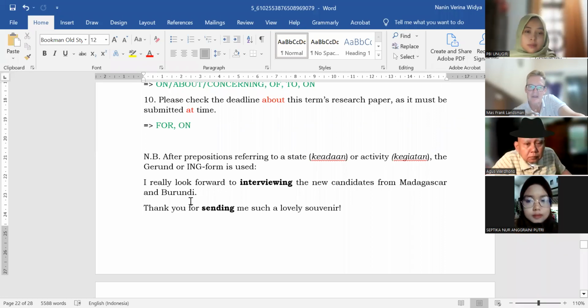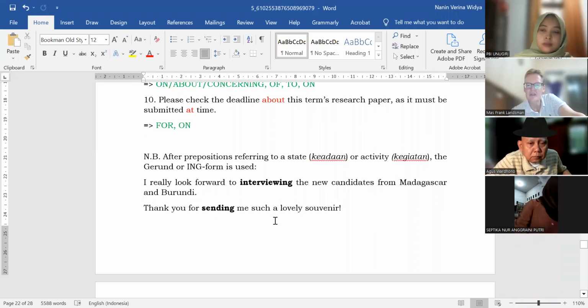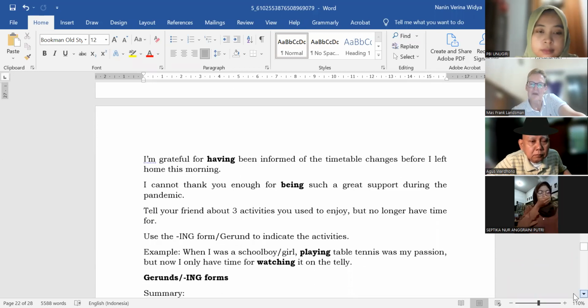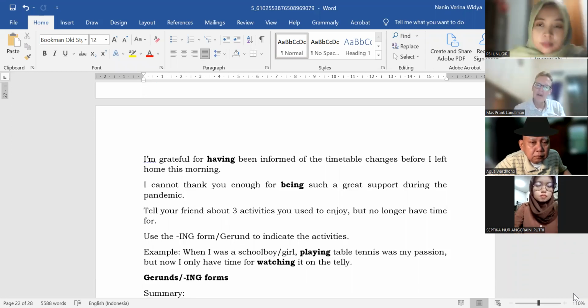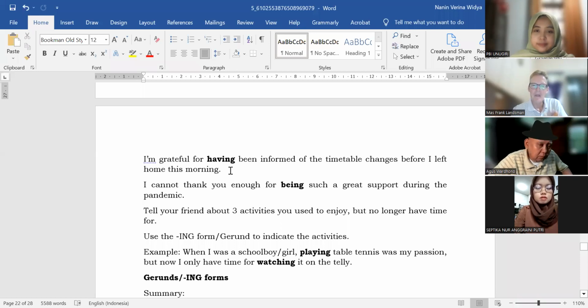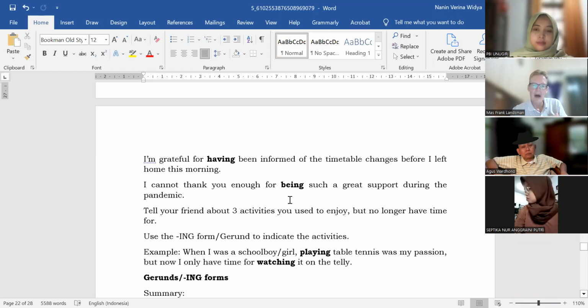So African students, thank you for sending me such a lovely souvenir. Souvenir is ole-ole. Yeah? So thank you for doing that. Thank you. I'm grateful for having been informed. That's also possible, yeah? So somebody has informed me, and I'm grateful for having been informed. That's a kind of bahasa Inggris yang maju ini, high-level English, but it's possible. So for having been informed of the timetable changes before I left home this morning. I cannot thank you enough for being such a great supporter during the pandemic. So being is also possible, a state.